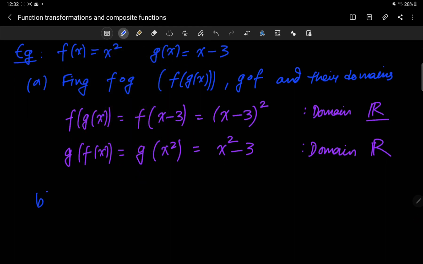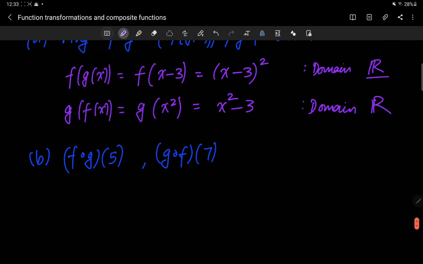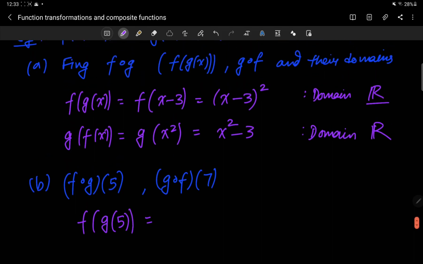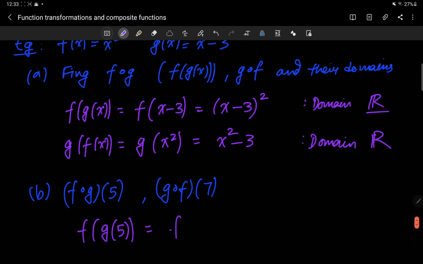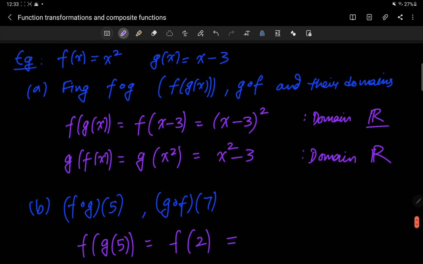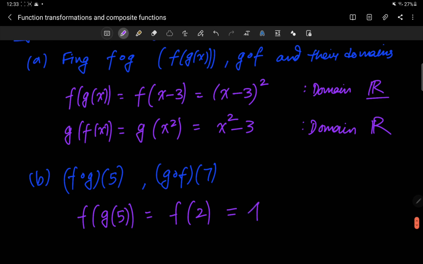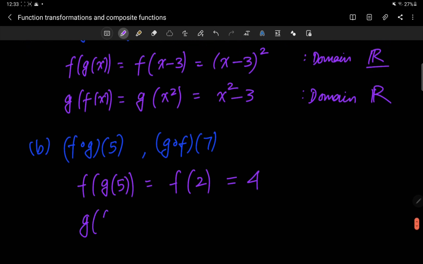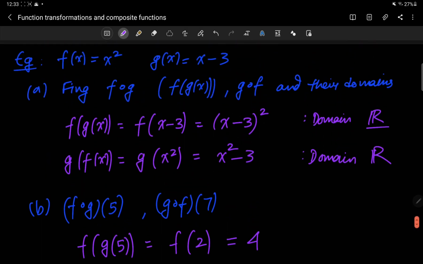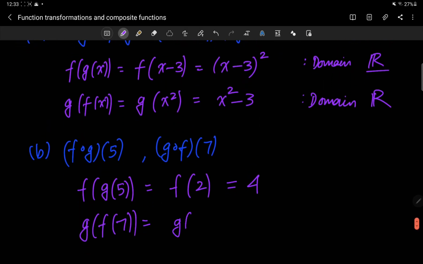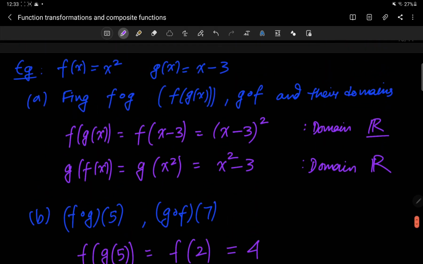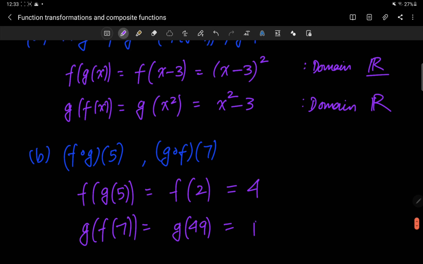Then the second part says evaluate some values like f of g of 5 and g of f of 7. So the evaluation would be f of g of 5. What is g of 5? g of 5 is 5 minus 3, that is 2. And what is f of 2? 2 squared, which is 4. Similarly, g of f of 7: f of 7 is 7 squared, which is 49. And then g of 49 is 49 minus 3, which is 46.